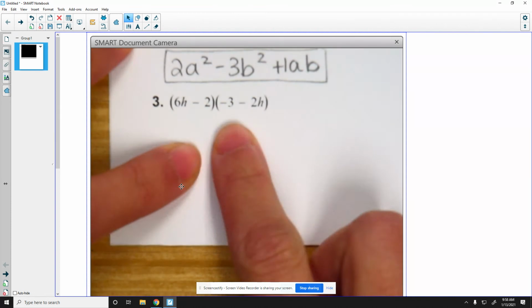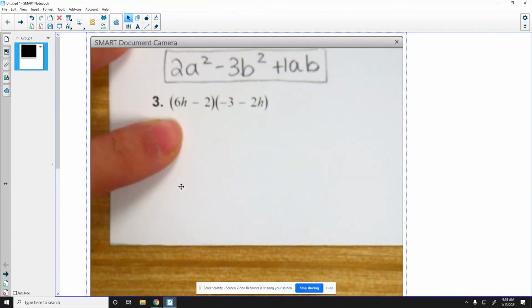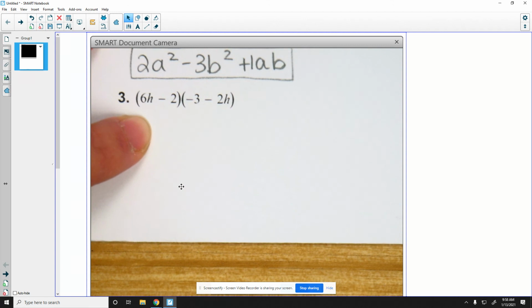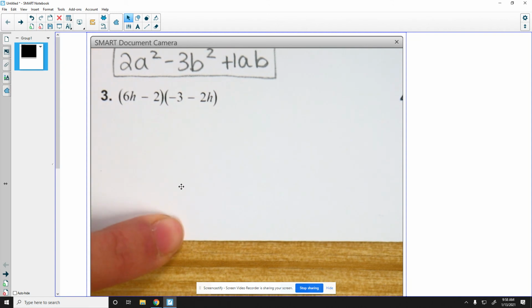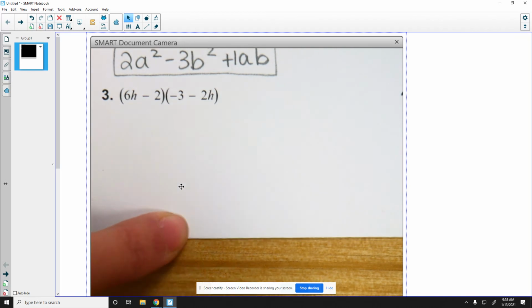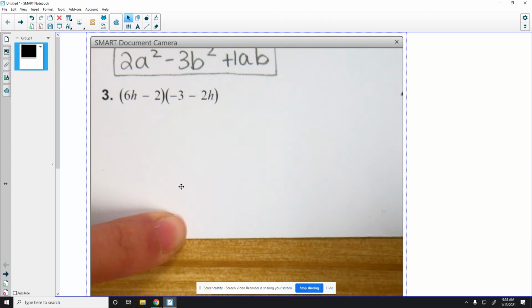Number 3. So let's do this. So what do you guys normally like better? Do you like the distributive property better or do you like FOIL better? Okay, so if you said you like the distributive property, do the distributive property. If you said you like FOIL better, do FOIL. I don't care which way you do it, but let's try it by yourself. I'll do it both ways, okay? Just to prove to you that I can get the same answer either way.